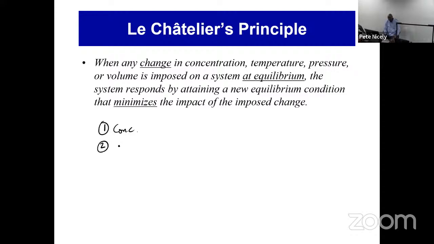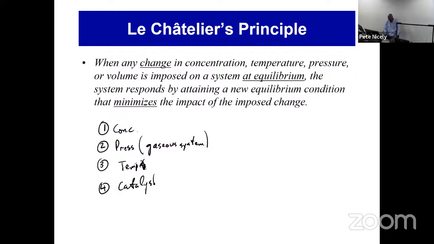The other factor that would affect equilibrium is pressure changes, right? But this would apply to gaseous systems. So let me just put this here, right? Specifically, this would apply to gaseous systems in equilibrium. The third one is going to be temperature, right? We're going to see how temperature affects the system at equilibrium. And then the fourth and final one is the addition of a catalyst, all right?